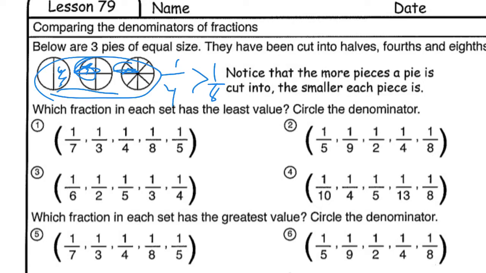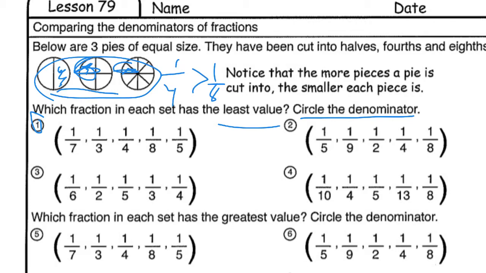Which fraction in each set has the least value? Circle the denominator. Notice the directions. You have to follow those directions. You can't just circle the whole fraction or circle the numerator. You've got to circle the denominator of the fraction that has the least value. So number 1 shows 1/7, 1/3, 1/4, 1/8, and 1/5.